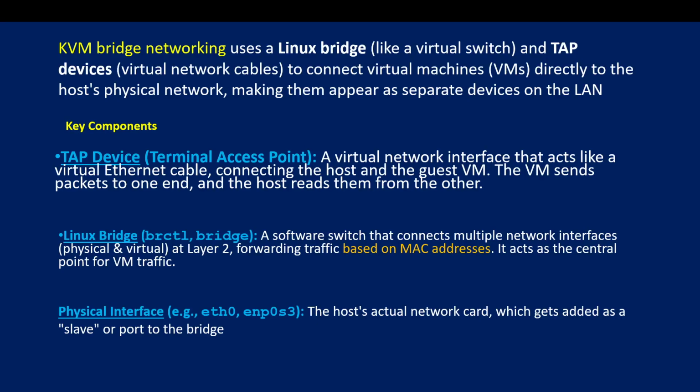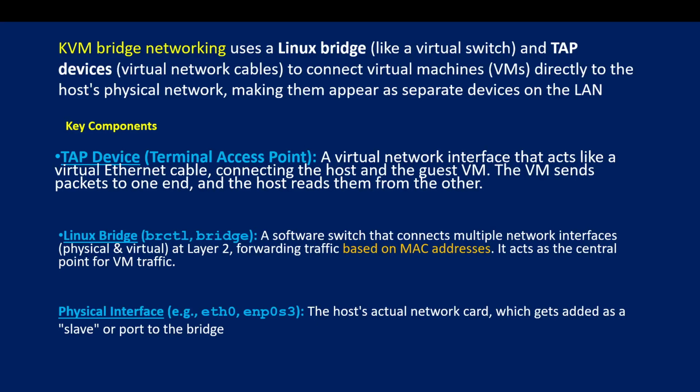The second thing is the Linux bridge. Before configuring this KVM bridge, we first need to configure the Linux bridge. This Linux bridge is a software switch that connects multiple network interfaces, either physical or virtual, at layer 2. This is very important: it is not working at the IP layer, it is working at layer 2, based on your MAC address. So it acts as a central point for the VM traffic, and all the tap devices are connected to this bridge network.